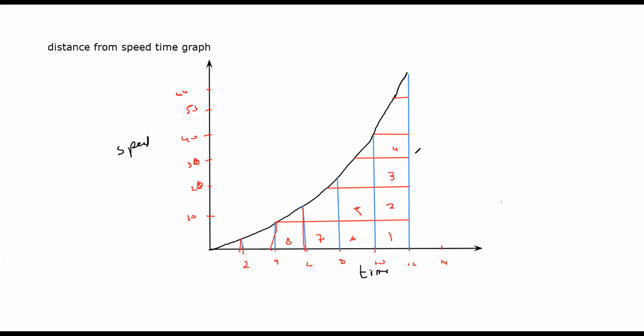We use these boxes to measure the distance traveled by the object, because in a speed-time graph, the distance traveled is the area under the graph. Because this graph is a curve, we don't have the exact area. That's why we divide this into small boxes. So 1, 2, 3, 4, 5, 6, 7, and 8. 8 are the full boxes.